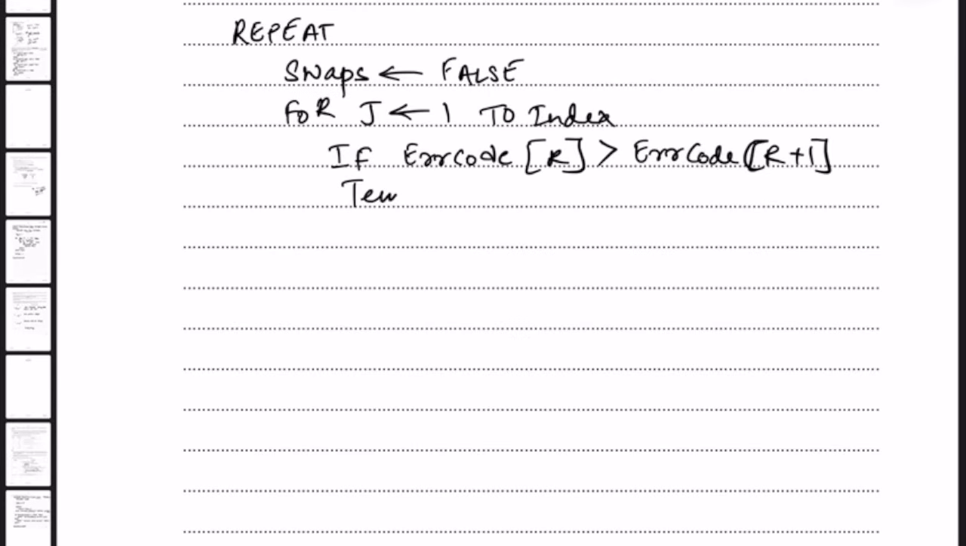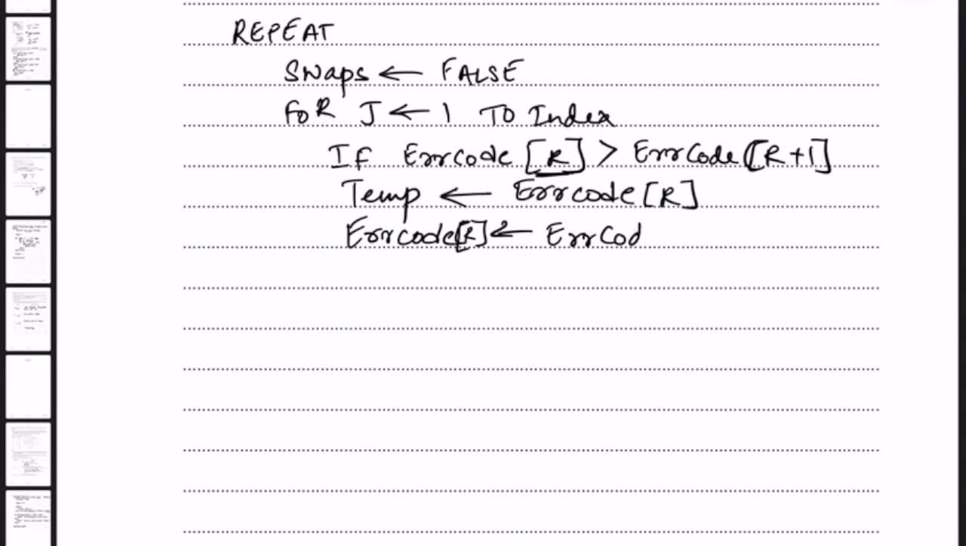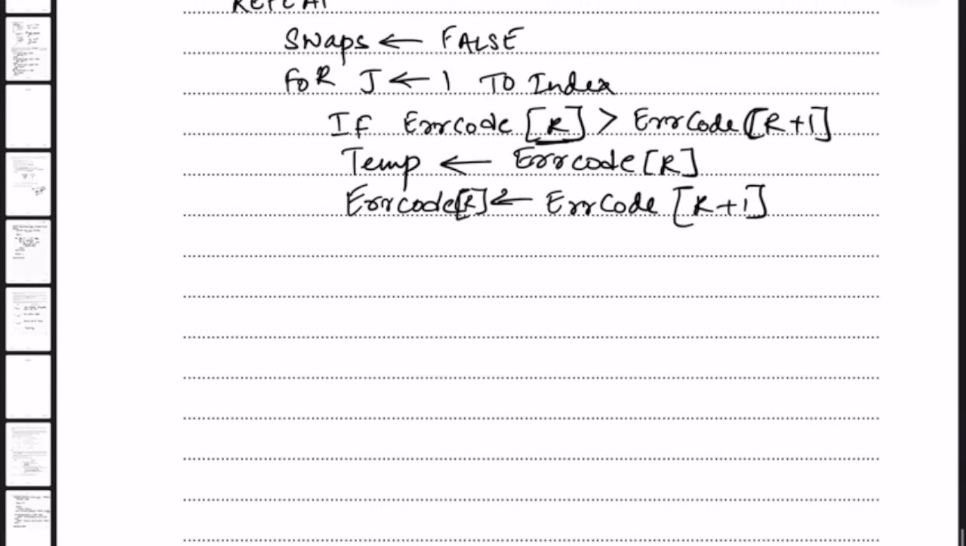So temp, you just load error code r into that. So this goes into a temporary, and our r1 goes into r plus 1, and then error code r comes from r plus 1, right? So now this is swap. Now we put temp into r plus 1.